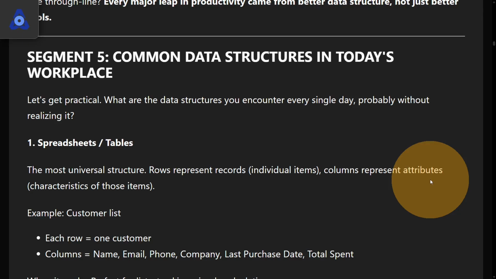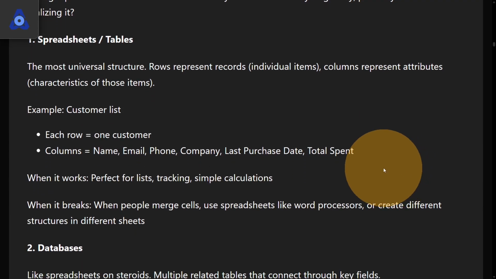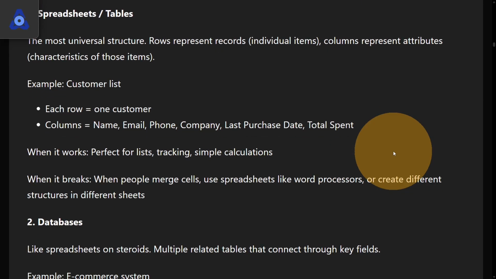1. Spreadsheets/tables. The most universal structure. Rows represent records, individual items. Columns represent attributes, characteristics of those items. Example, customer list. Each row equals one customer. Columns are name, email, phone, company, last purchase date, total spent. When it works, it's perfect for lists, tracking, simple calculations. When it breaks: when people merge cells, use spreadsheets like word processors, or create different structures in different sheets.